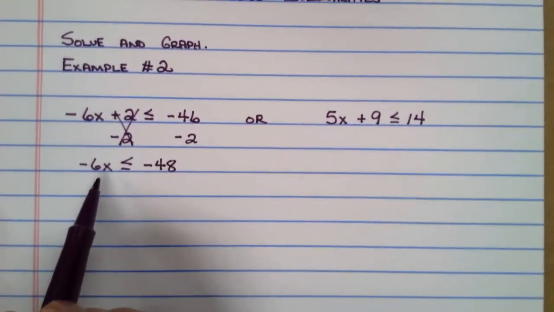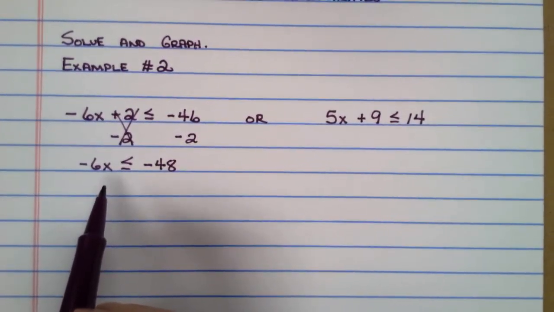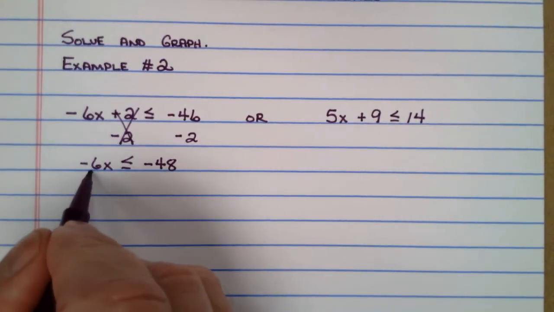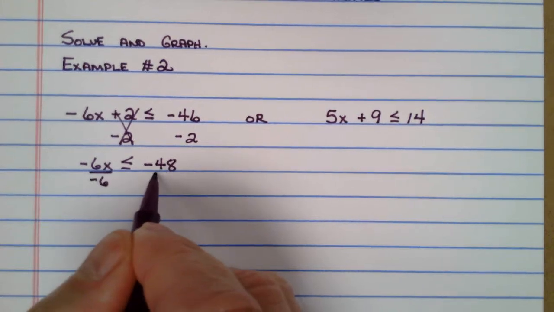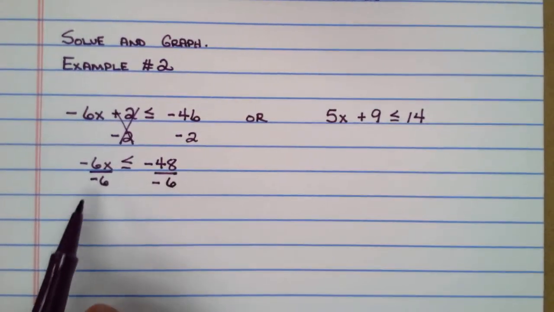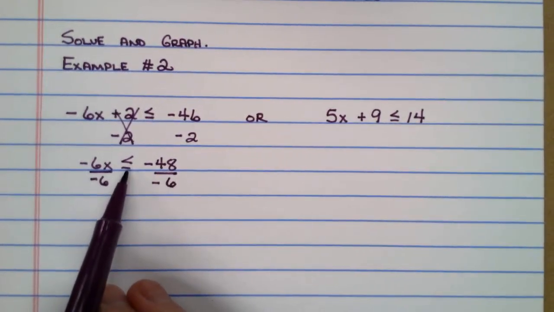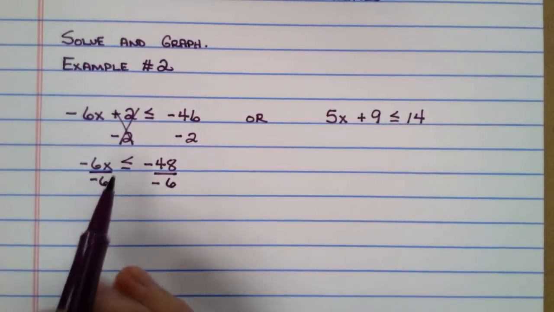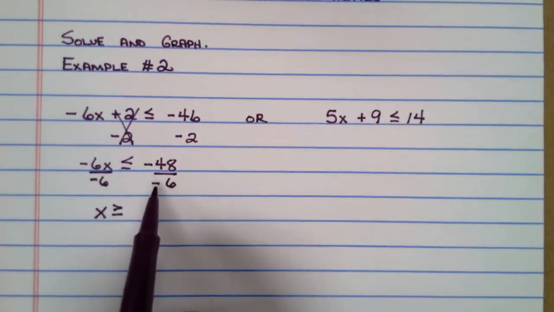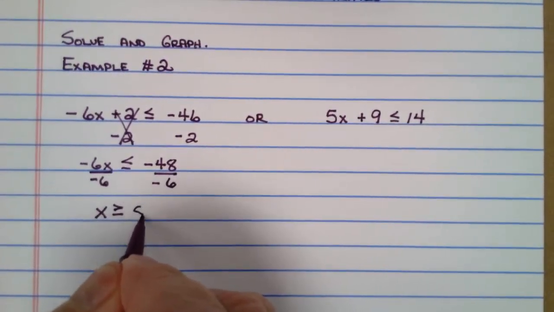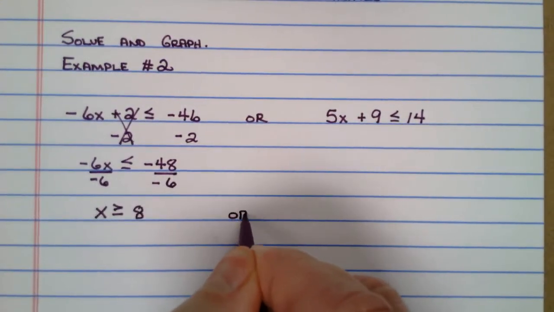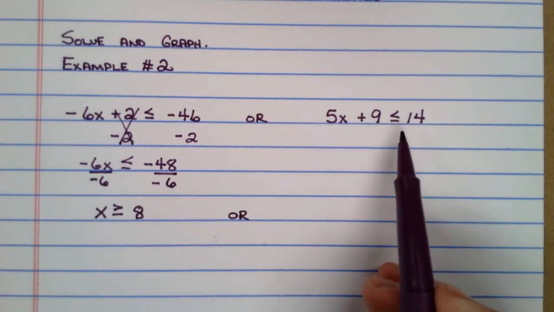I need to divide both sides by negative 6 because that's the opposite of multiplying by negative 6. Divide this side by negative 6, this side by negative 6. When I divide both sides of an inequality by a negative number, this inequality symbol switches around. Negative 48 divided by negative 6, positive 8. I'm going to bring down my word OR, and then I'm going to solve this one over here.